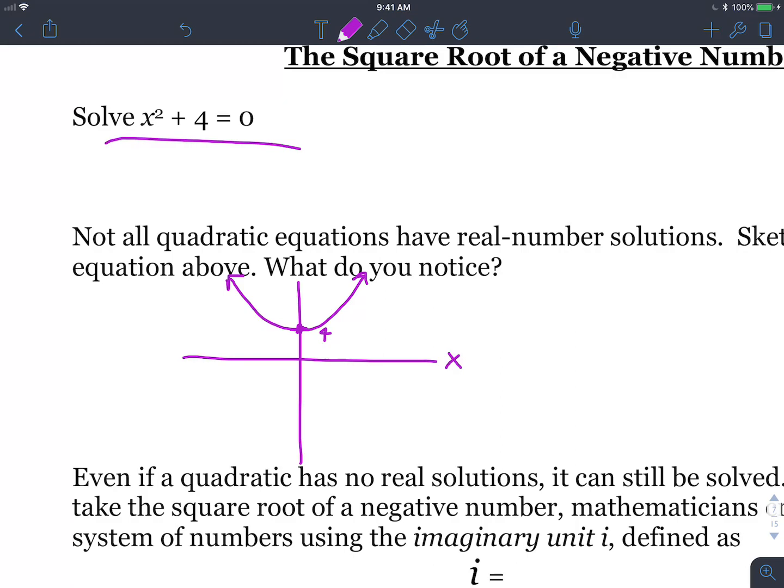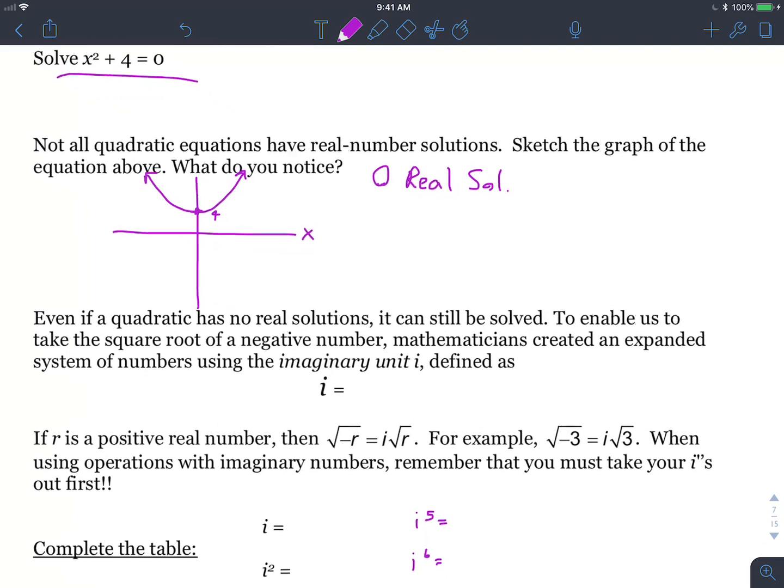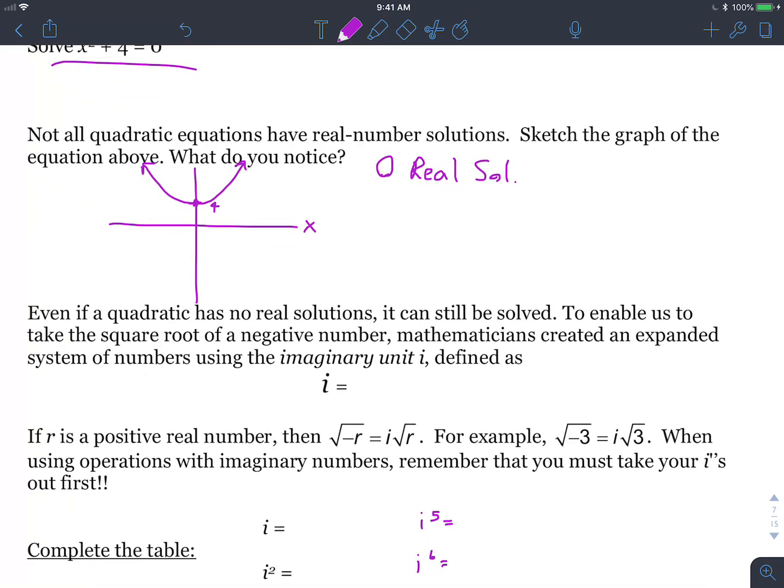So when we ask how many zeros or how many x-intercepts this has, we've always said there are 0 solutions, but really we need to say there are 0 real solutions. Even if a quadratic has no real solutions, it can be solved.